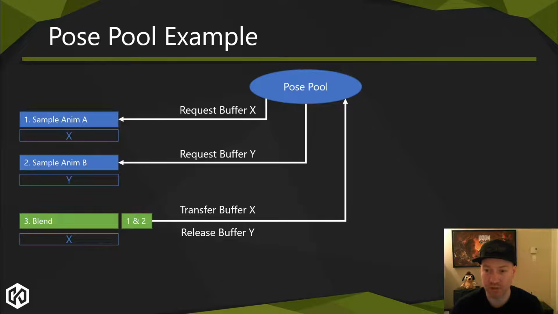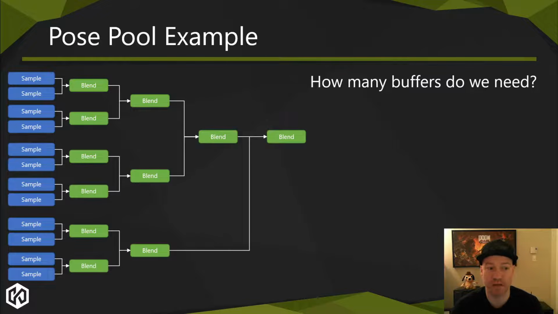So for example, if I had a node that just modified a pose, I would just sample a thing, transfer the buffer to the modifier, the modifier will modify the buffer directly, and then transfer it onwards. So for example, we might have a more complex setup where we're running a lot of layers and transitions and so on, and this results in sort of a crazy blend tree like this.